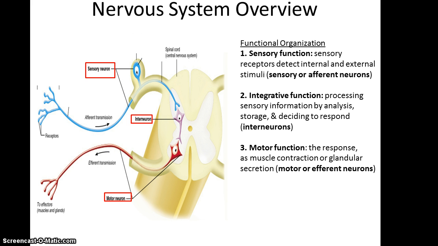Then there's the integrative function. This is basically processing the information, storing it, making decisions to respond. Probably more of what we would think of as the actual thinking occurring. And these are called interneurons. And then there's the motor function, which is the response, such as to have a gland secrete hormones or to have a muscle contract. And these are called motor or efferent neurons.